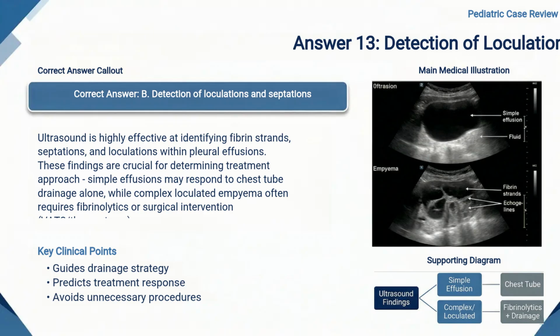Ultrasound also guides drainage strategy, predicts treatment response, and avoids unnecessary procedures by accurately characterizing the complexity of the effusion before intervention. Chest X-ray cannot detect loculations, cannot characterize fluid complexity, and requires approximately 200 milliliters of fluid before it becomes visible, whereas ultrasound detects as little as 50 milliliters.